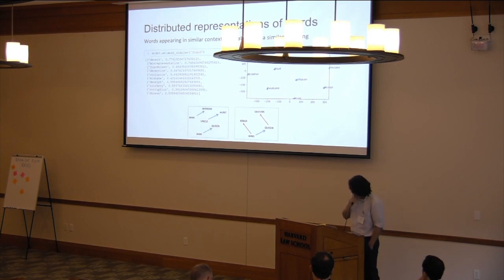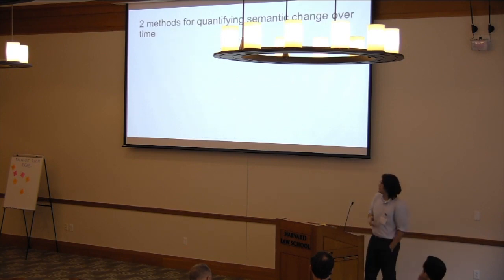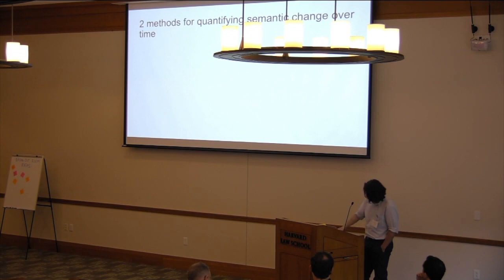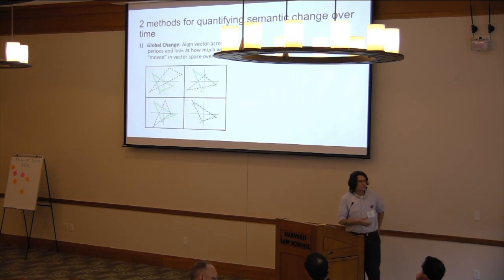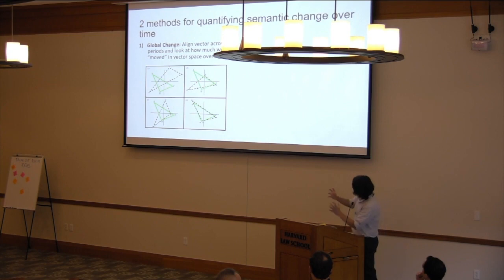this has been used to quantify semantic change. And how is this done? Now, there are 2 methods of quantifying semantic change using these word2vec models. The first is this idea of global change, where essentially we have this alignment problem, where you want to fit 2 things together and compare the same word.